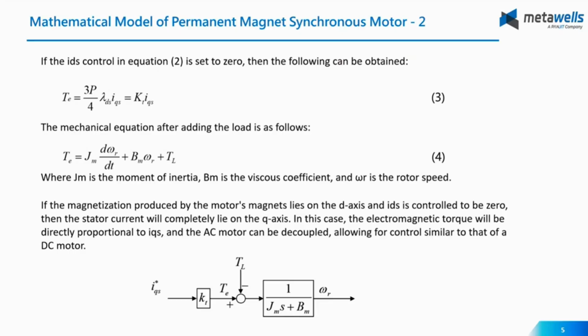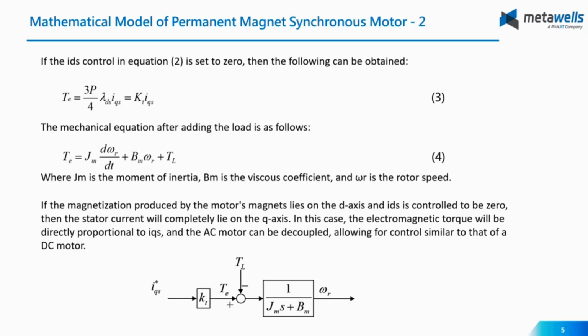Okay, this slide continues from the previous slide. Let's look at how we simplify the motor model and how it helps us design the control. If we set the d-axis current to 0, as in equation 3, the torque becomes directly proportional to the q-axis current. So in this equation, we can just see Iqs. We don't see any Ids information in this equation. And the constant Kt is the torque constant of the motor.